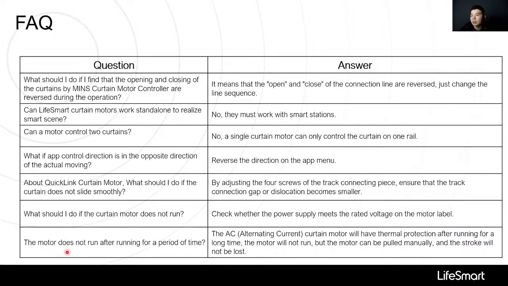The motor does not run after running for a period of time. The AC curtain motor will have thermal protection after running for a long time. The motor will not run, but the motor can be pulled manually and the stroke will not be lost.